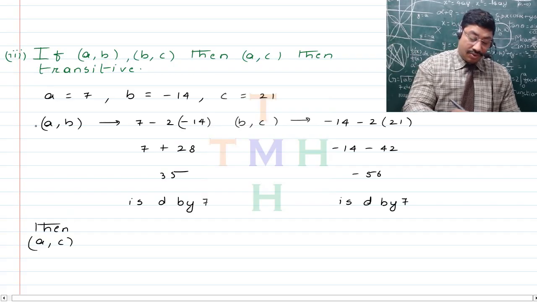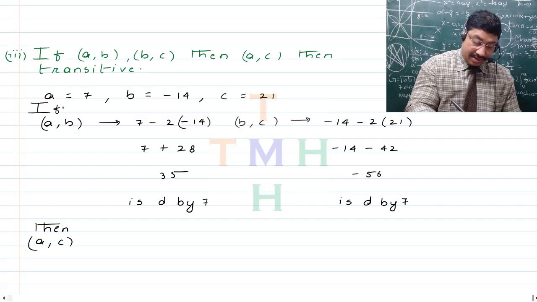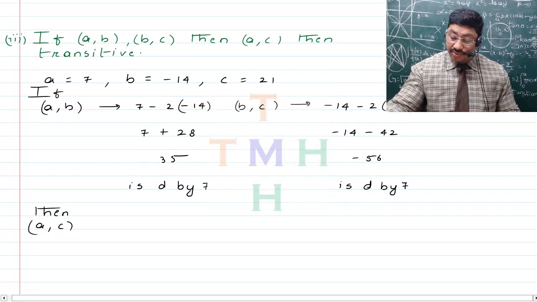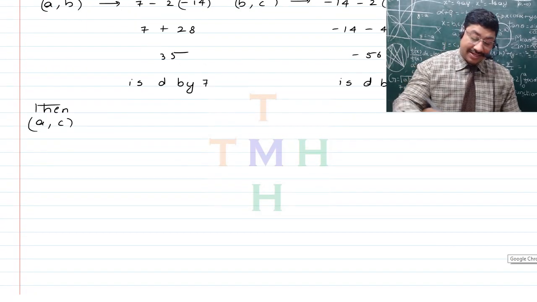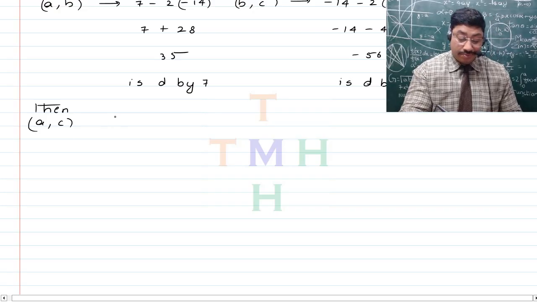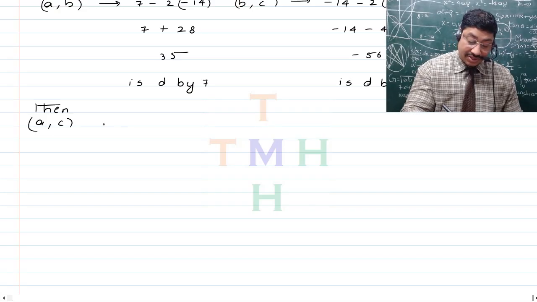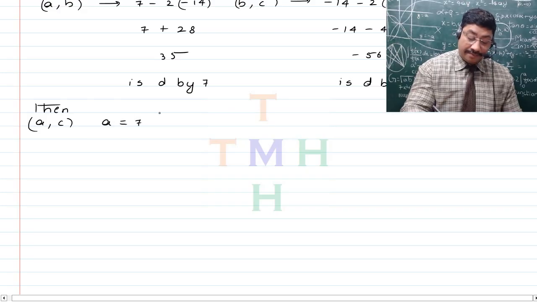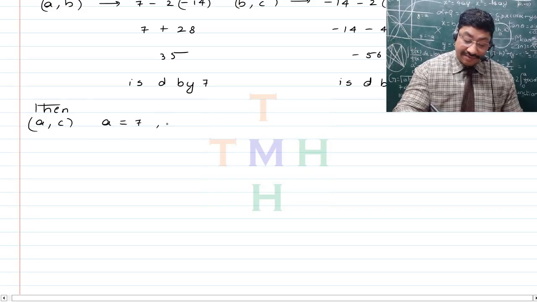These first two had to exist, right? And now if the third one also exists, then we will say that it is transitive. So here we are going to check for a minus 2b. So as a is how much? A is 7, right? And here we have the value of c to be equal to 21, right?